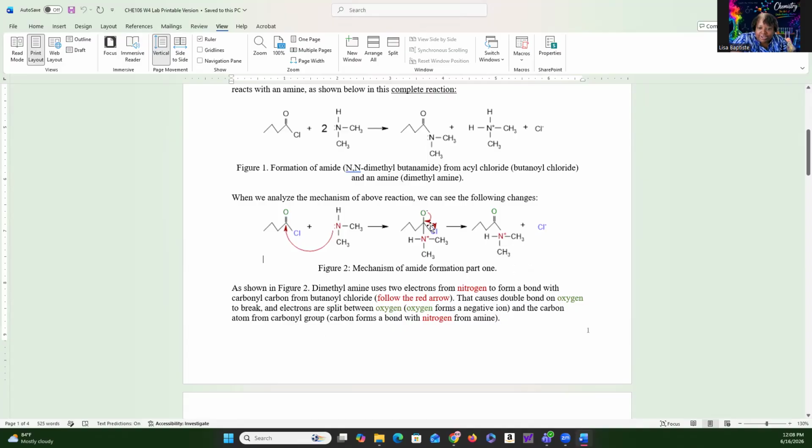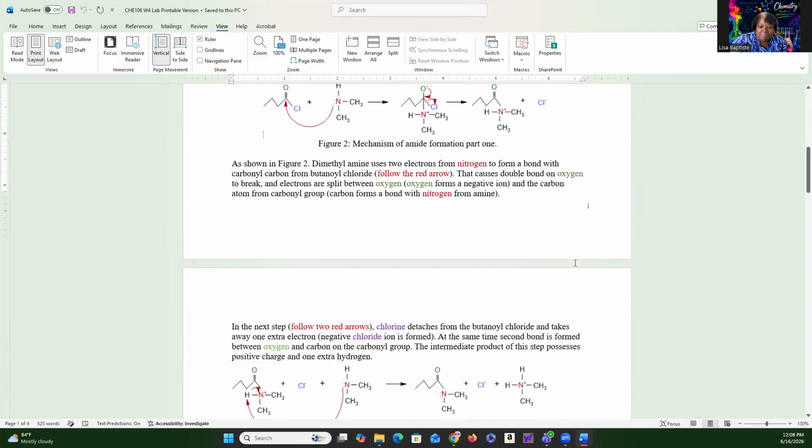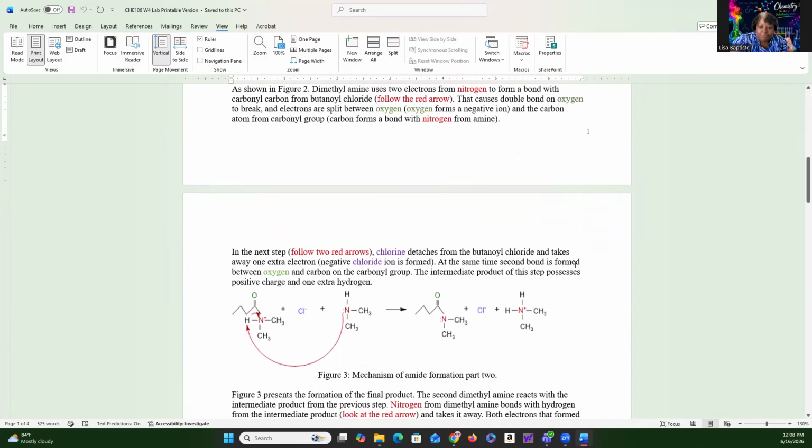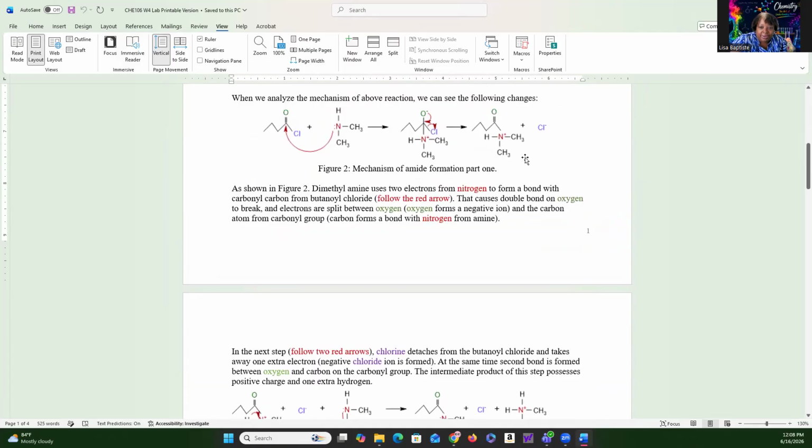So the chlorine is going to leave, all right? And it becomes Cl minus because that bond adds lone pair of electrons, which is not shown in this picture, but that's what gives it that negative charge. And the nitrogen still has its positive charge because it has 4 bonds now, all right? So that is the mechanism for the formation of the amide.